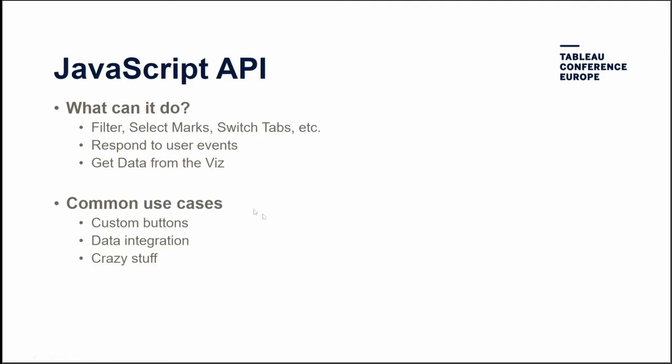So use cases for the JavaScript API: custom buttons that seamlessly have the look and feel of your web applications. Data integration, passing data from this visualization to downstream systems and vice versa. So clicking on something in the system and using that to filter back in Tableau or select a parameter, you name it. Refresh the dashboard.